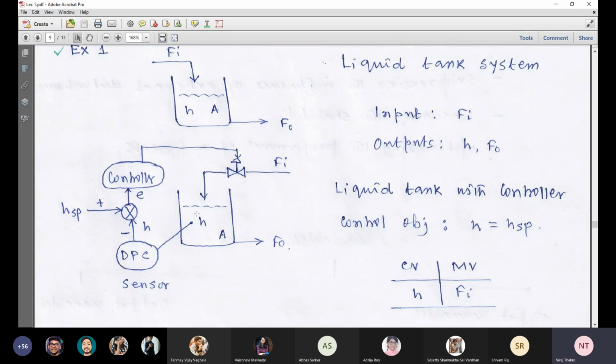This height is already selected as the control variable. So first you measure it employing one sensor. Here it is a differential pressure cell. Then this measured height is compared with its set point value in the comparator, which is just a one-line program, that is E equal to HSP minus H. Then this error signal goes to the controller. The controller calculates what should be Fi. In other words, this controller calculates the control action, and that control action is physically implemented through this control valve. So in this way, we do the closed loop operation.